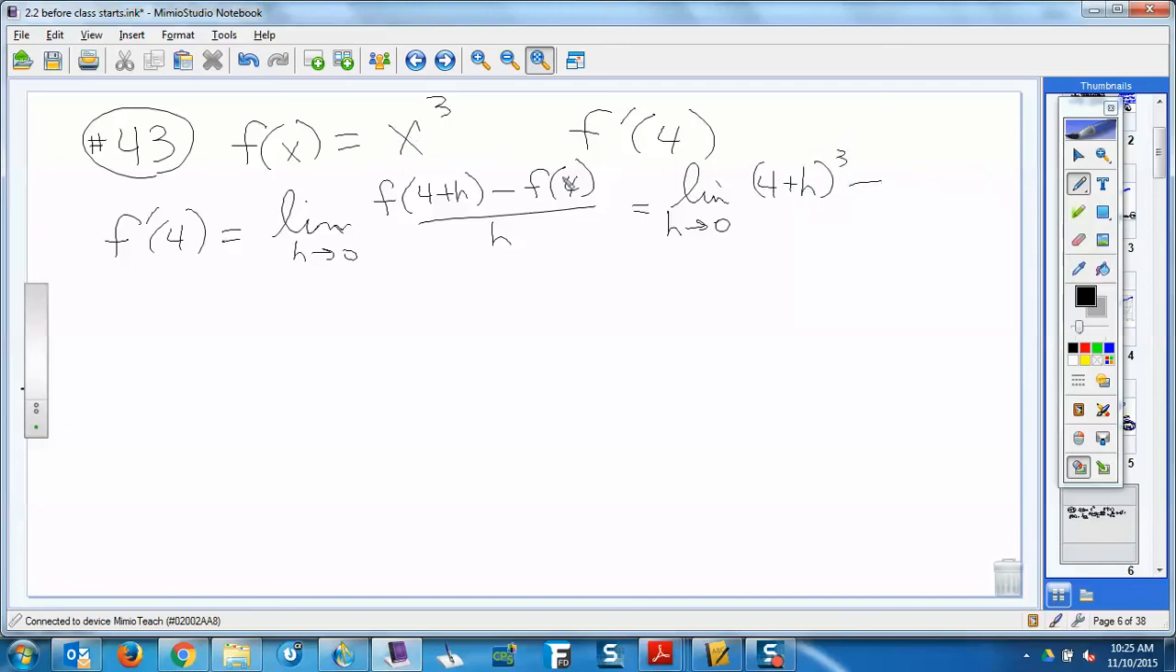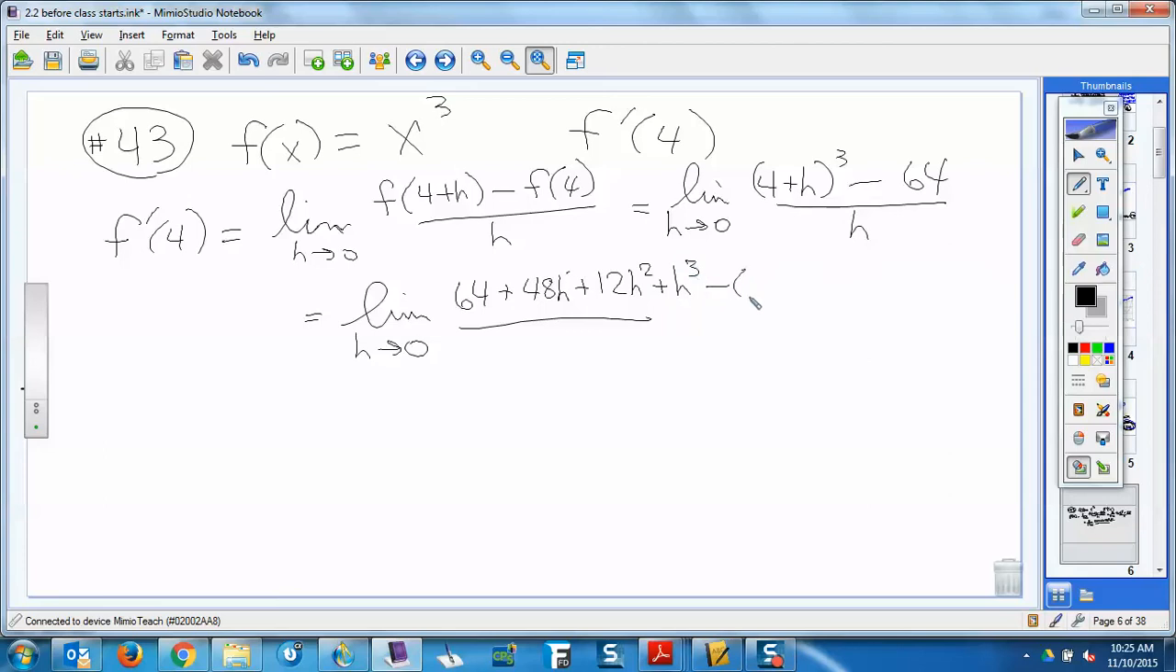And then minus f of 4, 64, 4 cubed, all over h. Use Pascal's triangle or just FOIL it out. It ends up being 4 cubed is 64 plus 48h plus 12h squared plus h cubed, and then minus 64. Right? So make sure you can FOIL that out. 4 plus h times 4 plus h times 4 plus h. Use Pascal's triangle, whatever. But you've got to be able to do that algebra piece of that.